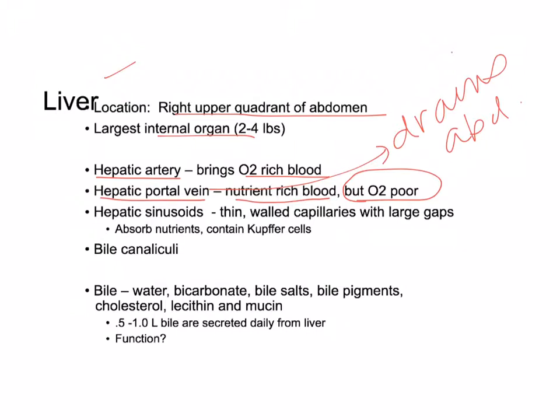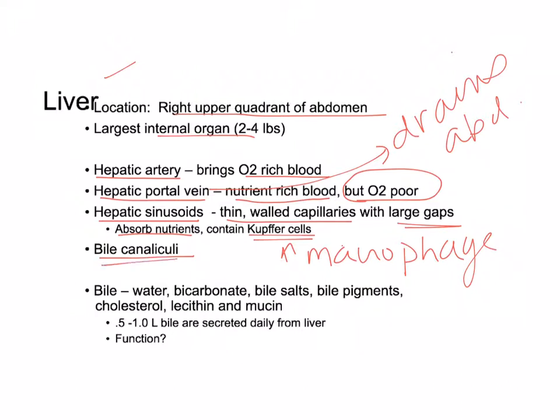As you go smaller into the liver, as you get into the histology of it, you're going to see hepatic sinusoids, which are thin-walled capillaries that have huge gaps. They're going to absorb nutrients, and they're going to contain Kupffer cells. Kupffer cells are macrophages. So what's a macrophage again? It's something that's going to gobble up something bad. Now the bile actually drains down a canal called a bile canaliculi. It drains down that, and I'll show you in a picture in a minute.